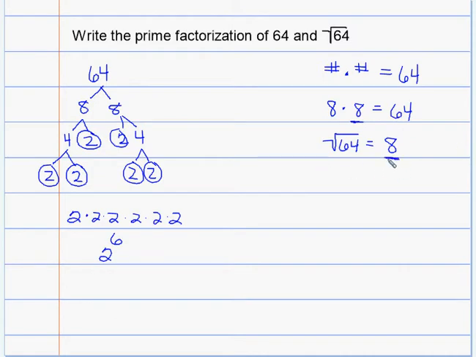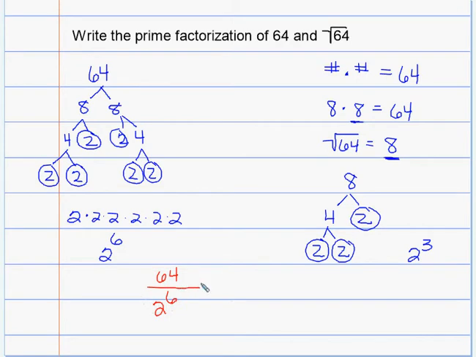8, so let's do the prime factorization of 8. 8 is 4 times 2, and then that 4 becomes 2 times 2. Okay. So the prime factorization of the square root of 64 is 2 to the 3rd. Okay, and I'm going to rewrite this real quickly down here. So 64 is 2 to the 6th power, and the square root of 64 is 2 to the 3rd power.